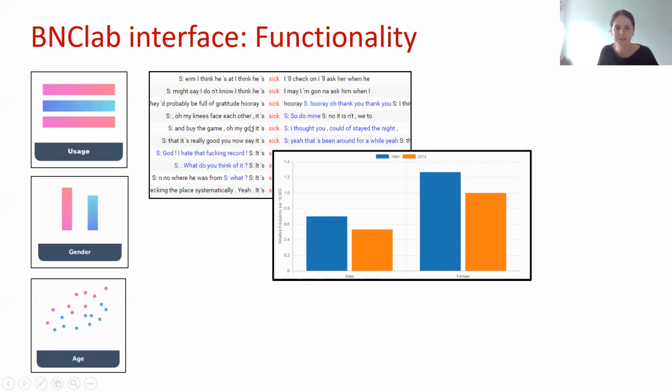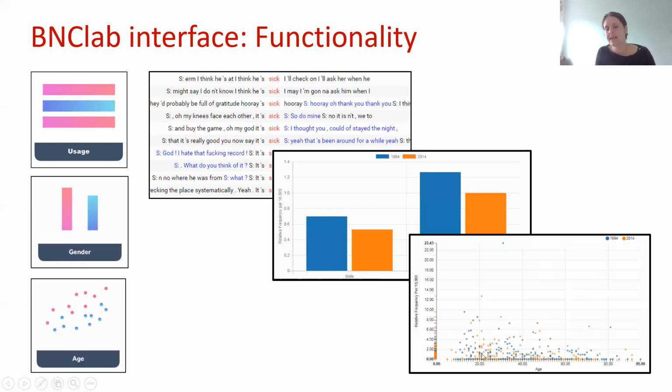Of course, it is very important to look into concordance lines, because we would see that it is not women talking more about being sick, but often them being in caring roles and talking about other people being sick. If you click on some of these bars, that would take you to the concordance automatically for this group. So for example, for women from 2014 data set, and you can explore it.